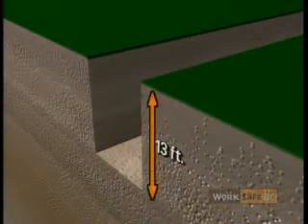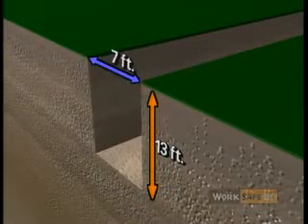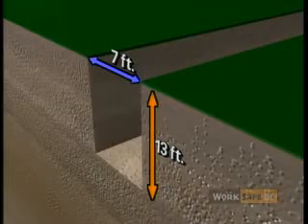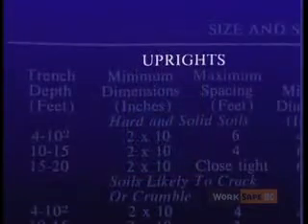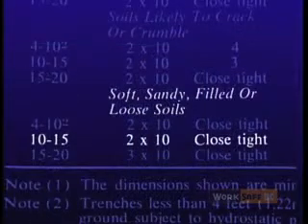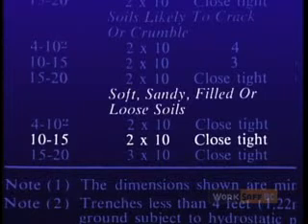Using the trench support structure table, we're going to select the correct components and build a shoring system. Here we have a trench in soft, sandy, filled, or loose soil. It's 13 feet deep and is 7 feet wide. What is the size and maximum spacing of the uprights required? By referring to the table, we see that for this 13-foot deep trench that's in soft, sandy, filled, or loose soil, we need 2 by 10 uprights that are close and tight in spacing.